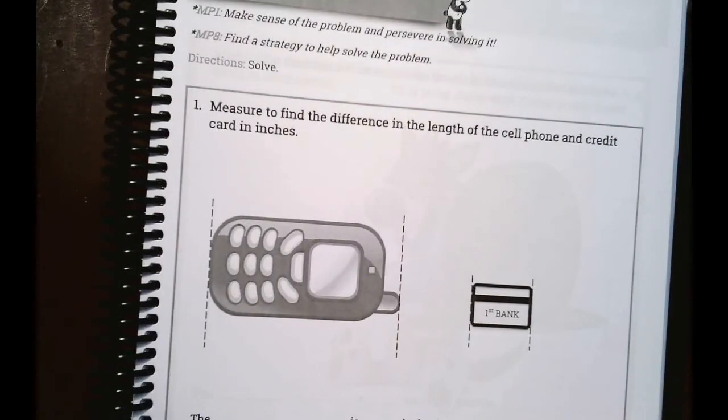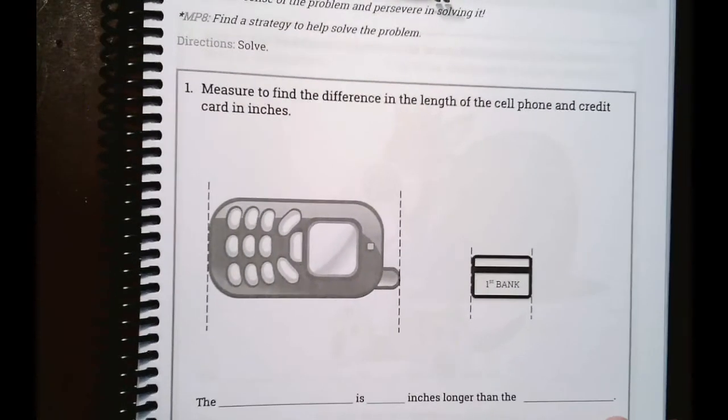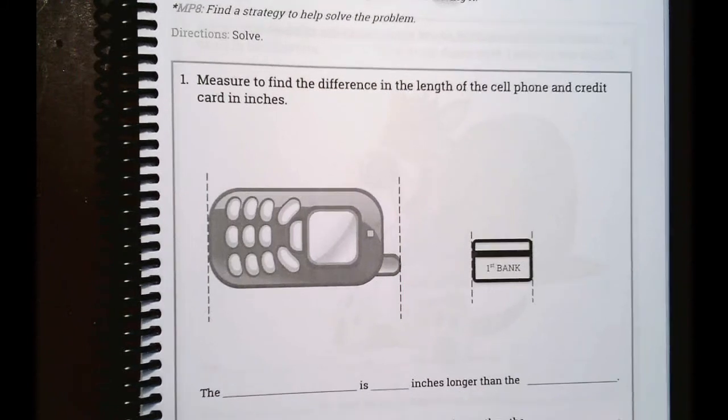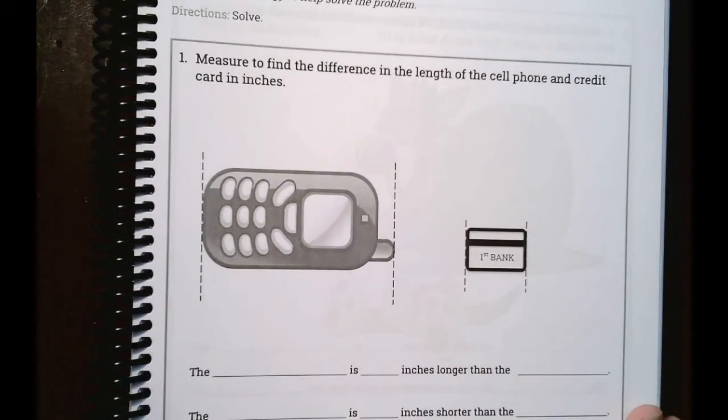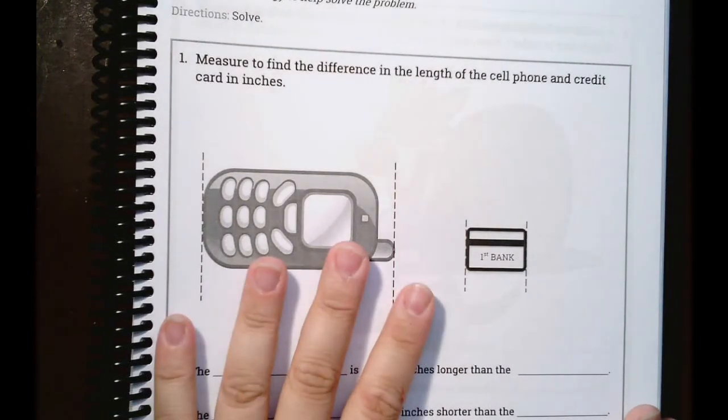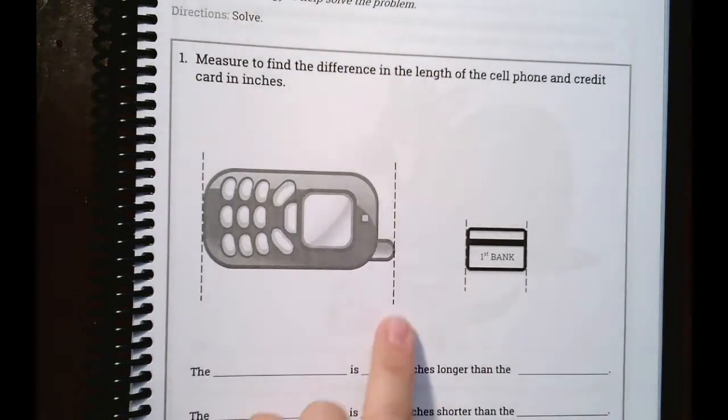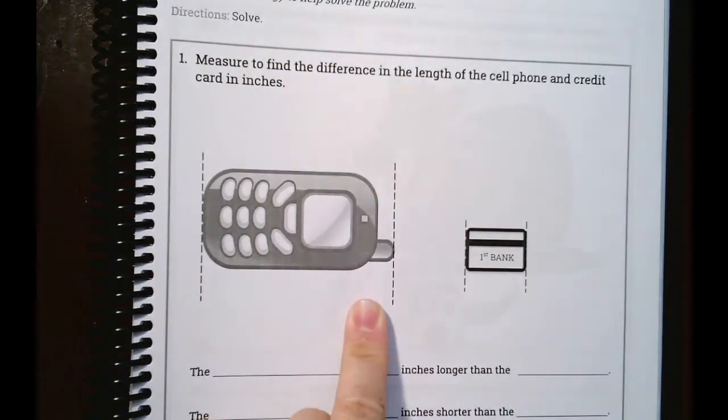All right, number 1. Measure to find the difference in the length of the cell phone and the credit card in inches. So the last exercise, they gave you the numbers, correct? Here we also need to find the measurements. However, we need to use the lines to find the measurements.